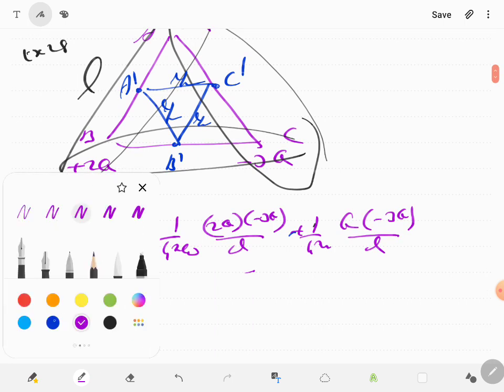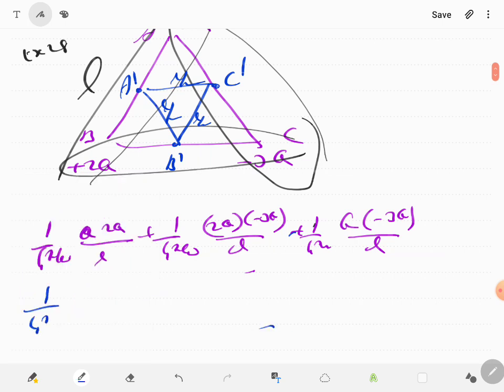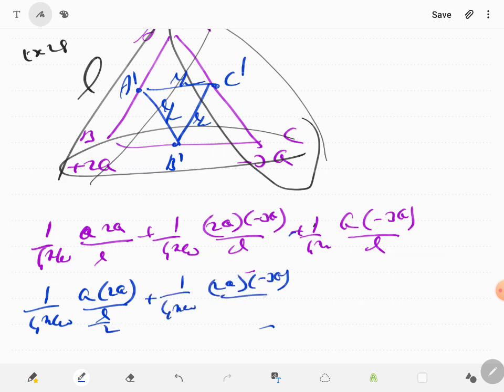What will be the final potential energy? Let me write in blue color. 1 by 4 pi epsilon naught, same charges only, the distance is all L by 2. So 1 by 4 pi epsilon naught into 2Q into minus 3Q by L by 2 plus 1 by 4 pi epsilon naught into Q into minus 3Q by L by 2. So then there'll be a 2, 2, 2 up. Everything else will be same.